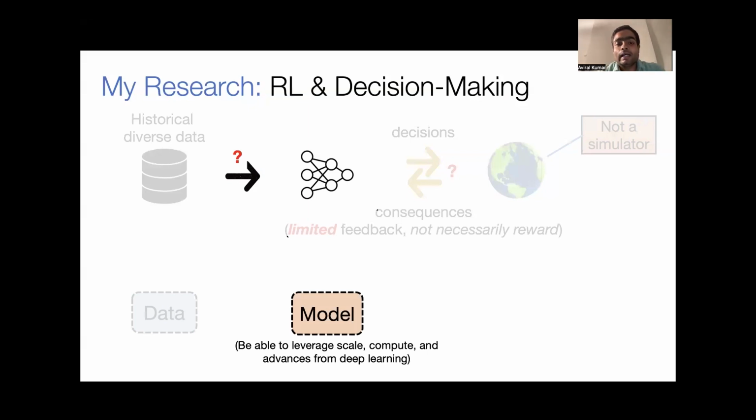The second question is models. How can we extend this paradigm of reinforcement learning to be able to use large scale models and benefit from scaling of compute, scaling of data, scaling of model size, and in general benefit from all the advances that deep learning has made in the last couple of years.